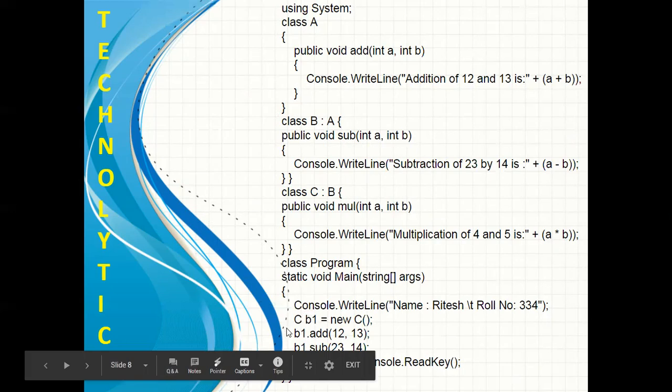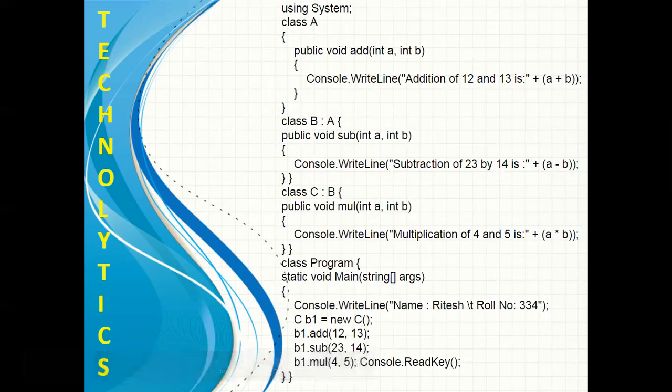Instead, we have created an object of class C. Using this object, the name of the object is B1, we could call all three methods, that is addition method, subtraction method, and multiplication method. Why? Because C was inheriting B, but B was inheriting A. So C could inherit both the class properties, that is fields and its methods, from class A as well as class B. Hence, add method we could use using B1, subtract using B1, and multiplication also using B1.